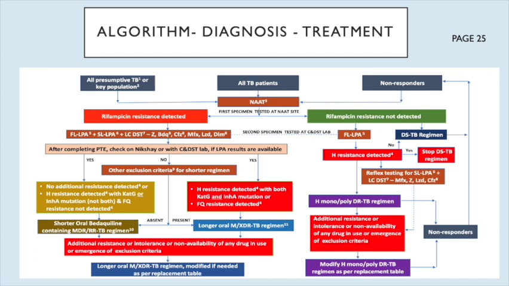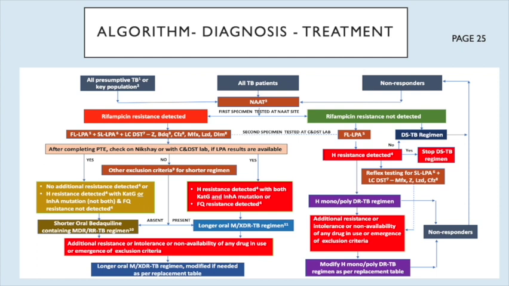So remember, all TB patients have to go for NAAT. So GeneXpert or NAAT testing for all TB patients. In the program, there are 2 specimens that are to be taken. The first specimen will be tested at the site. So all presumptive TB patients, all known TB patients, all non-responders, all failures, everyone should first undergo NAAT.